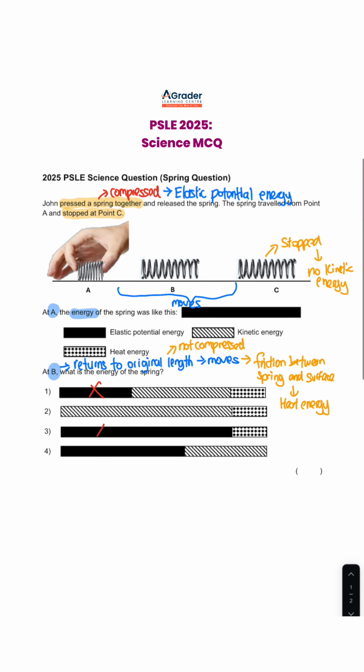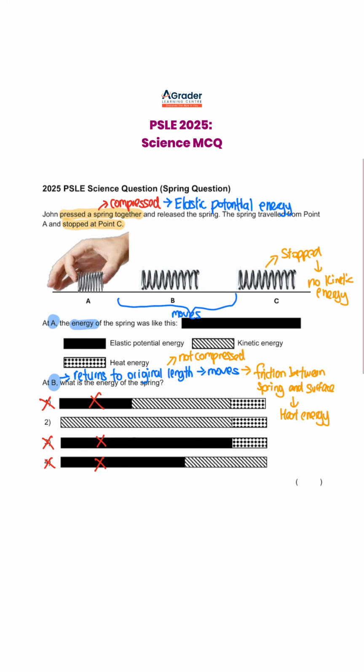So this tells me that 1, 3, and 4 are definitely already wrong. And for option 2, we have kinetic energy because of the movement. And anything that moves on a surface, there would be friction, and there will be some sort of heat energy due to this friction. So your answer for this question is number 2.